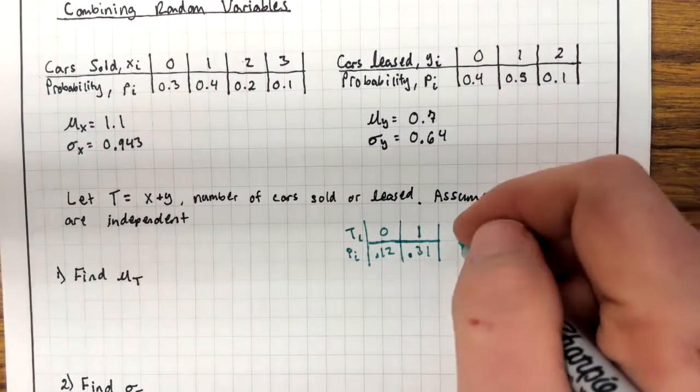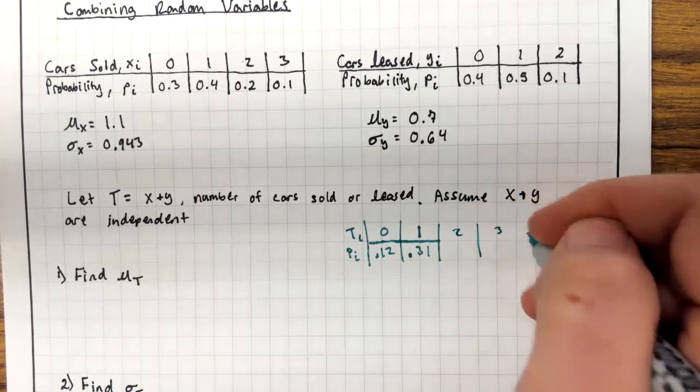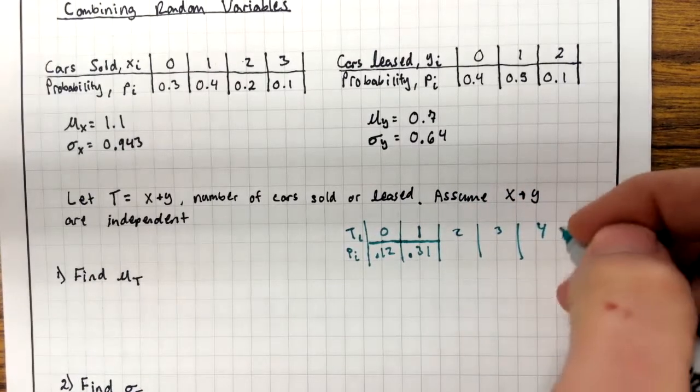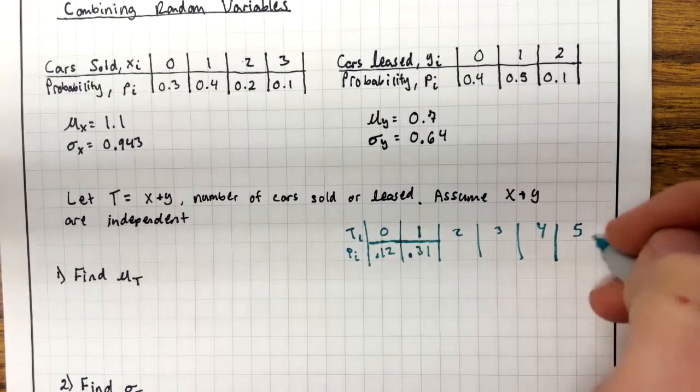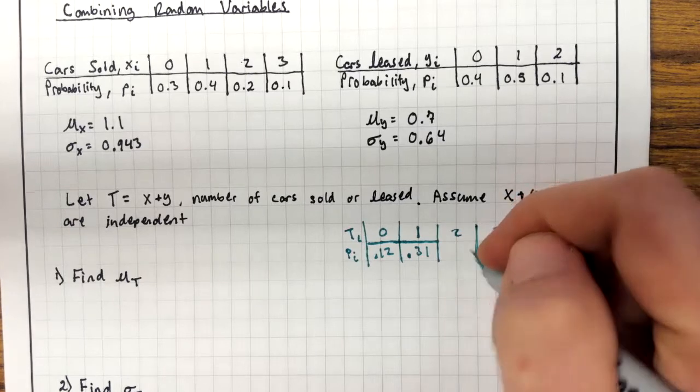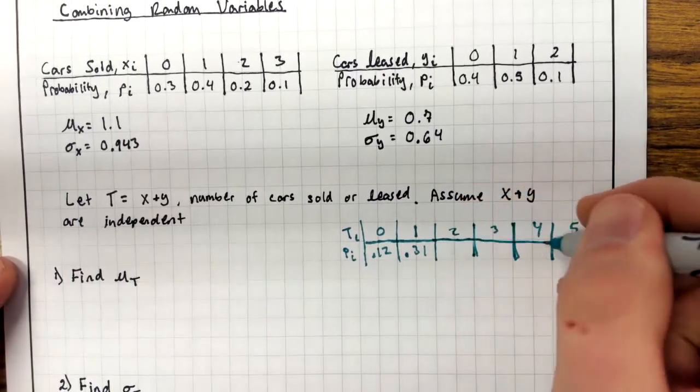And you could just keep this going. It looks like it would go up to 5. 5 would be the maximum amount of cars sold or leased. I do not want to go through every combination. So yeah, feel free to do that on your own though.